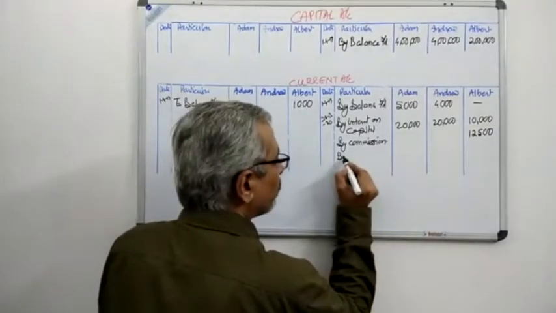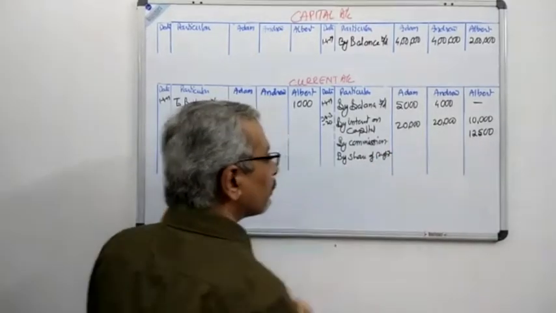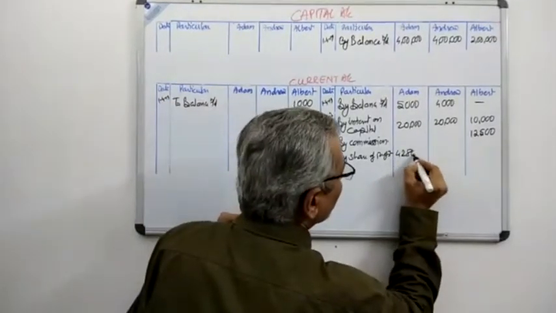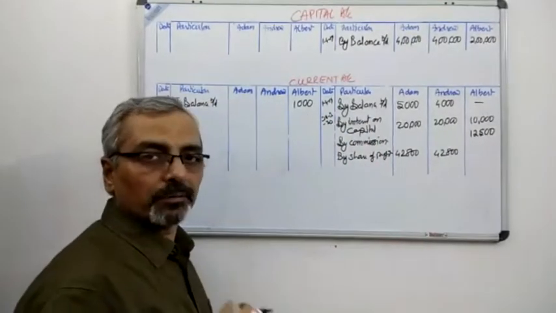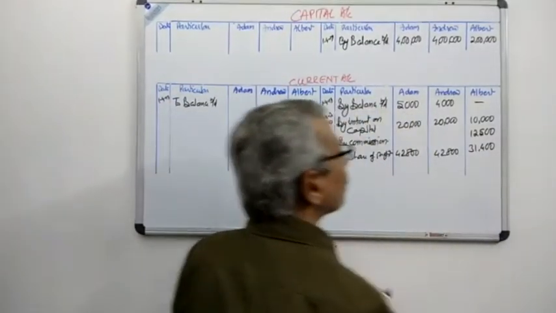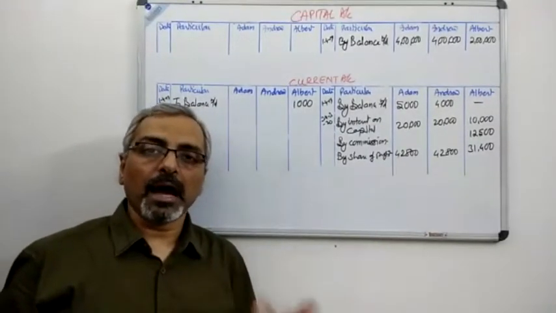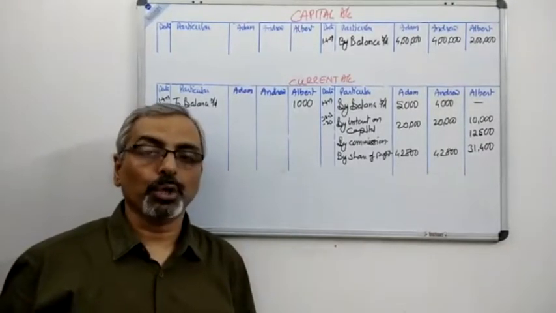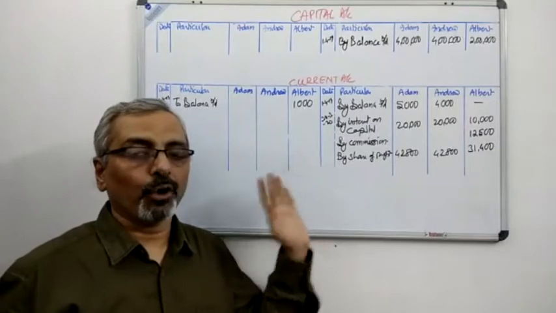Okay, after that we have the share of profit which has been transferred. Therefore, by share of profit, I have to remember very carefully, the first partner's profit was 42,800. Second partner's profit was also 42,800, and the third partner's profit was 31,400. So this was how the profit was distributed, because profit was distributed equally up to 60,000, and after that the profit was distributed in the ratio of 2:2:1, which we have already shown when we prepared the profit and loss appropriation account. This is your credit side of the current account.